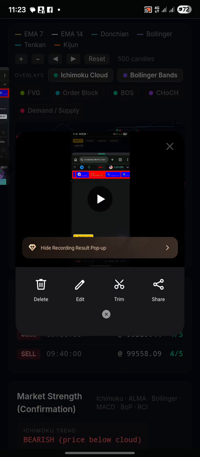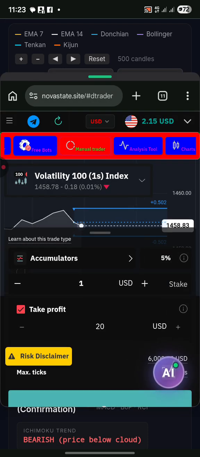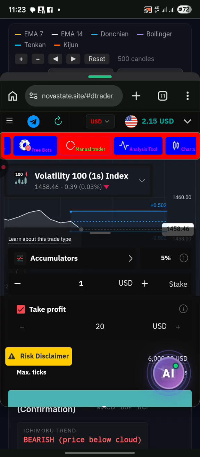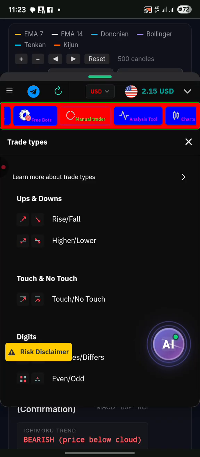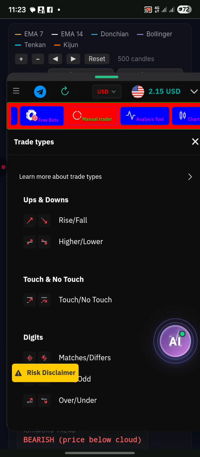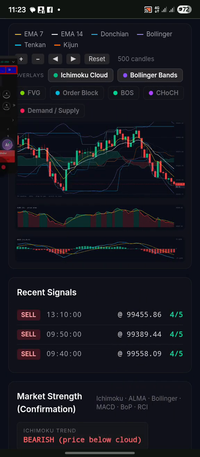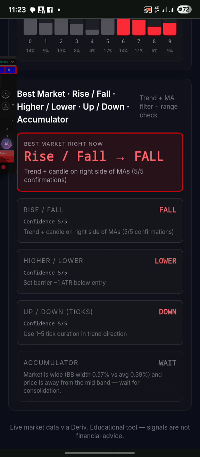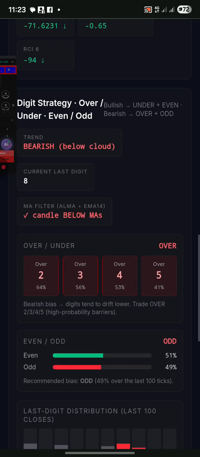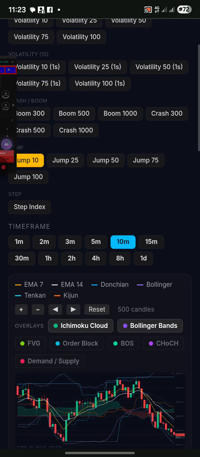Good people. Here I have a small account of 2.15 USD. So you need to make something at least using over under market. And here I have an analyzing tool that tells me about the market, how it is reacting, either it's falling or rising. A very, very powerful tool.